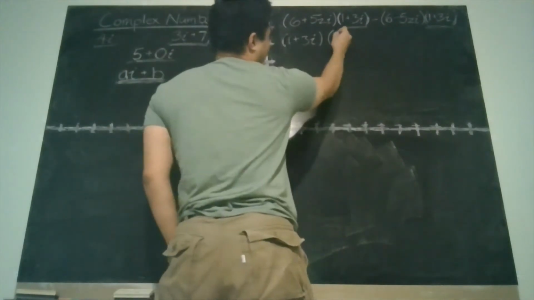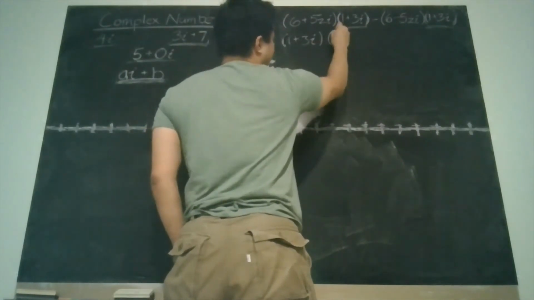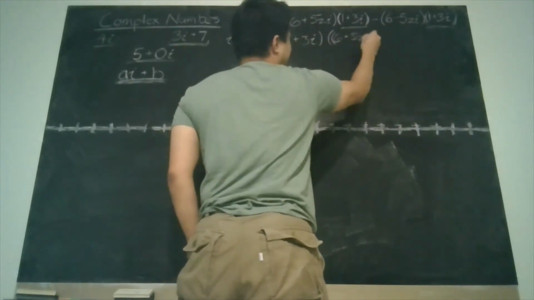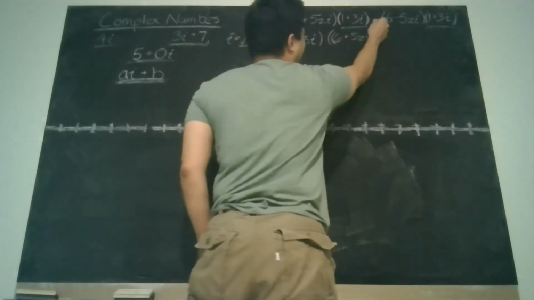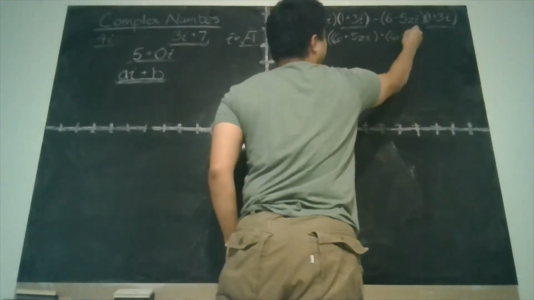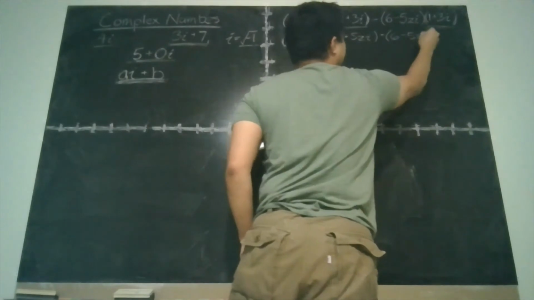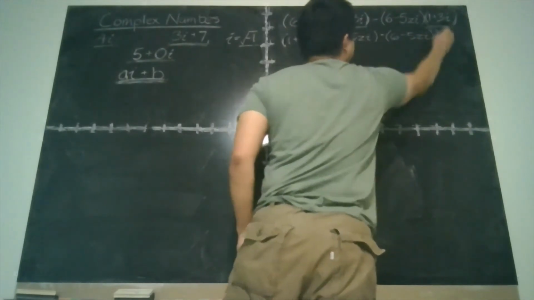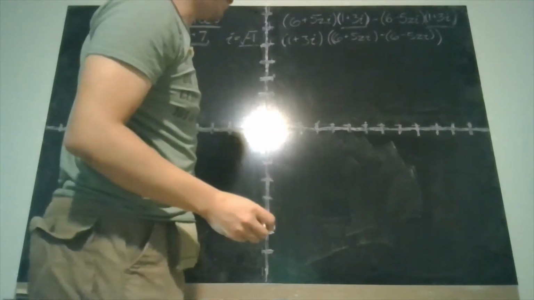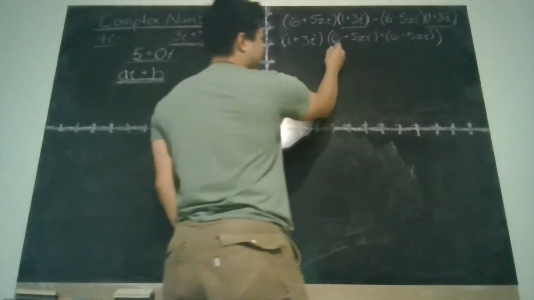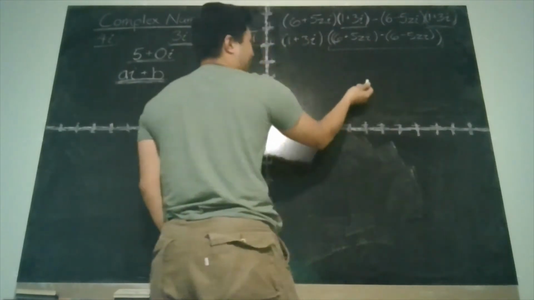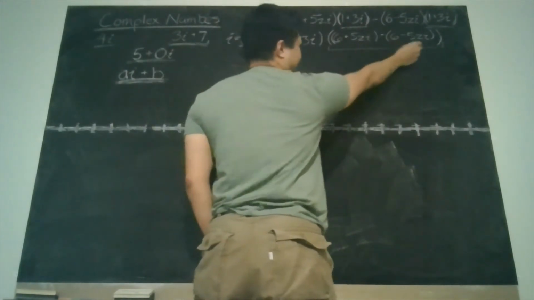And so what we'll be left with is 6 plus 5zi minus 6 minus 5zi. Now that looks a little bit cleaner, but let's see if we can make it even more simple. This can get smaller. How? By just combining the terms.